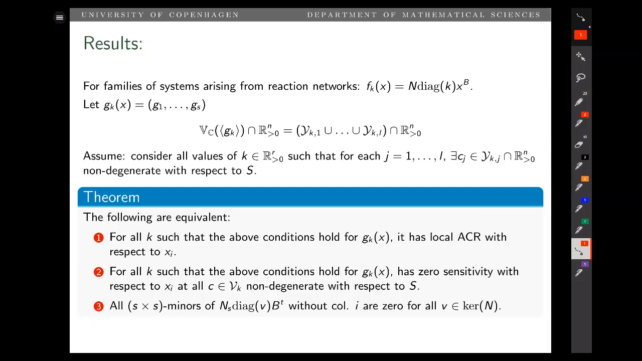Then multiply by a diagonal matrix where you put a vector in the kernel of N, and then multiply by the transpose of the matrix B that I told you had as columns the exponents of the monomials that were coming from the reactions.